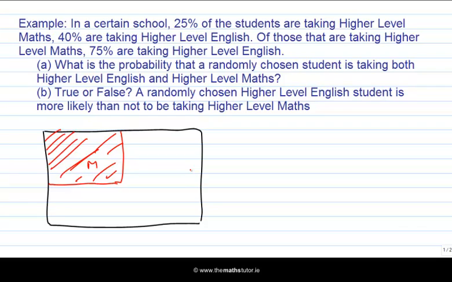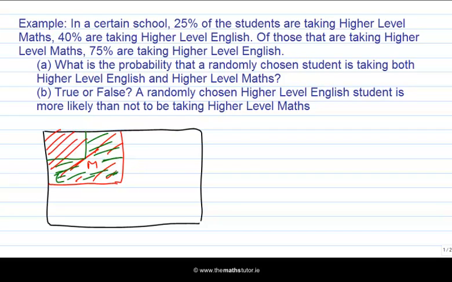And then we're also told about the higher level English, and we're told that of the ones taking higher level maths, 75% of them are taking higher level English. So I'll go to that piece of information first, right? Of these red students in here, 3/4 of these red students are taking higher level English. So maybe I'll use green to denote the higher level English ones. So now I basically want 3/4 of this red area to be higher level English, right? So I'll put that in green as well. So E means higher level English. So 3/4 of the red area is shaded green.